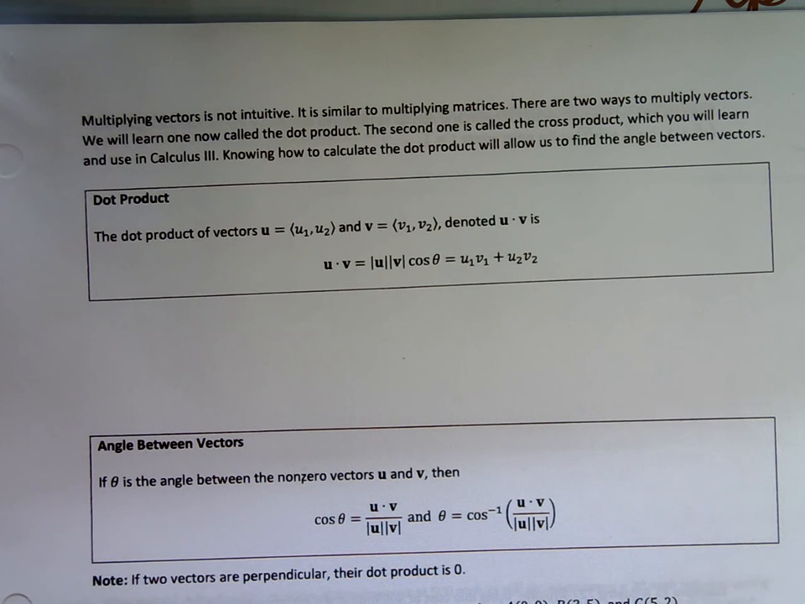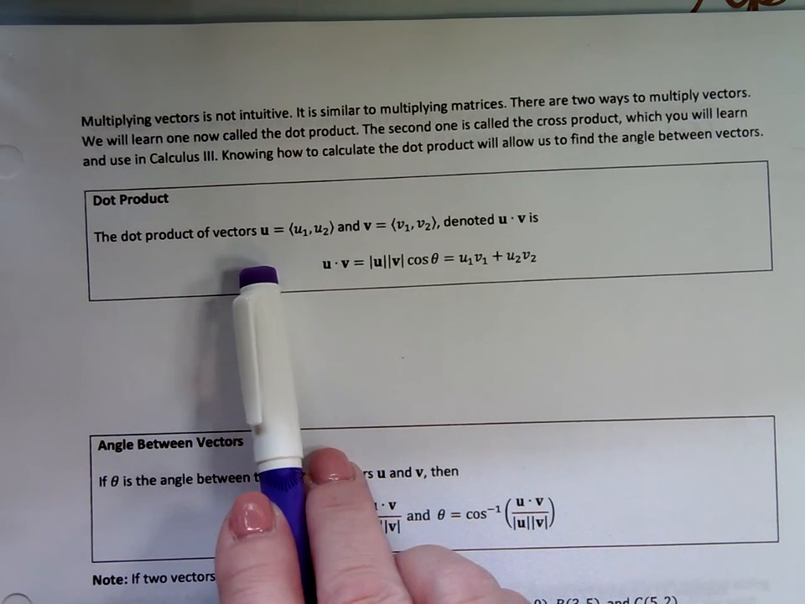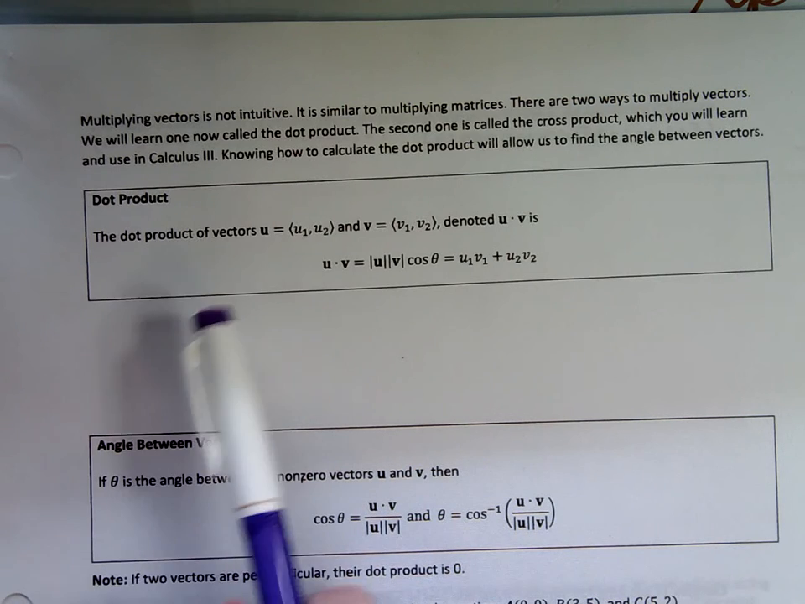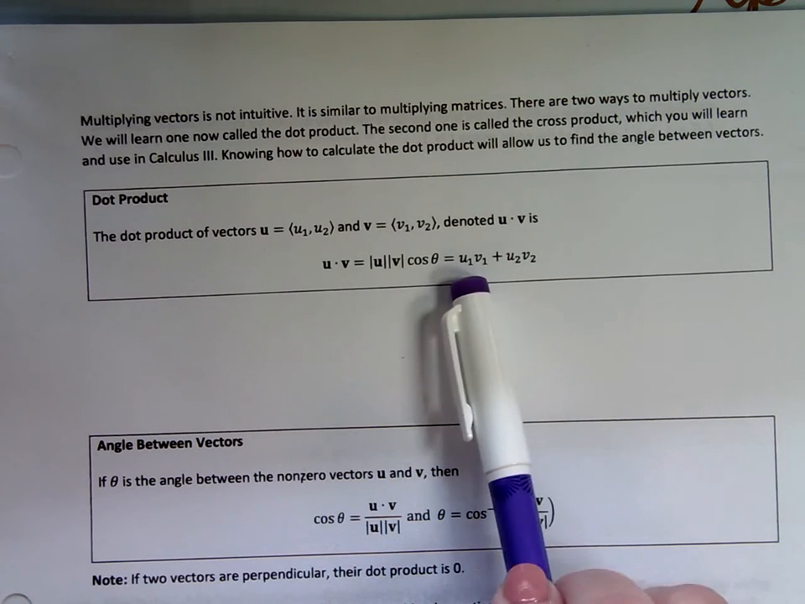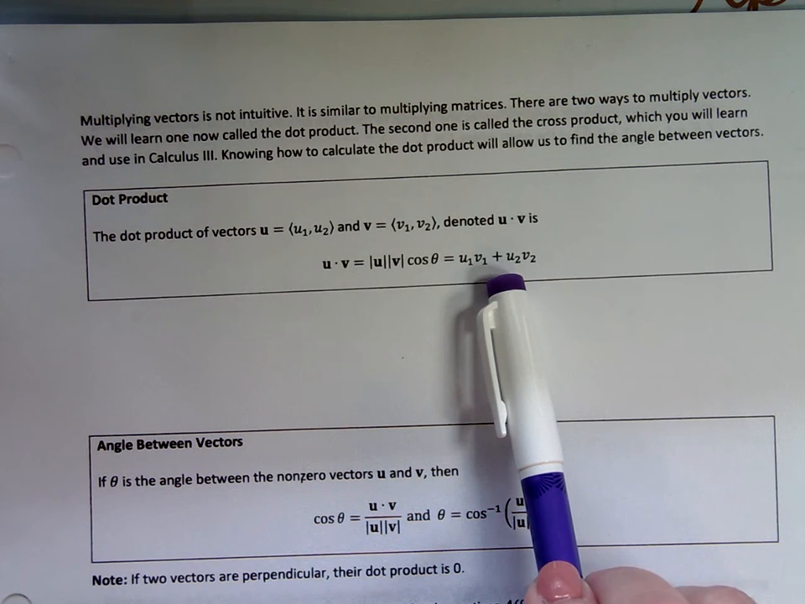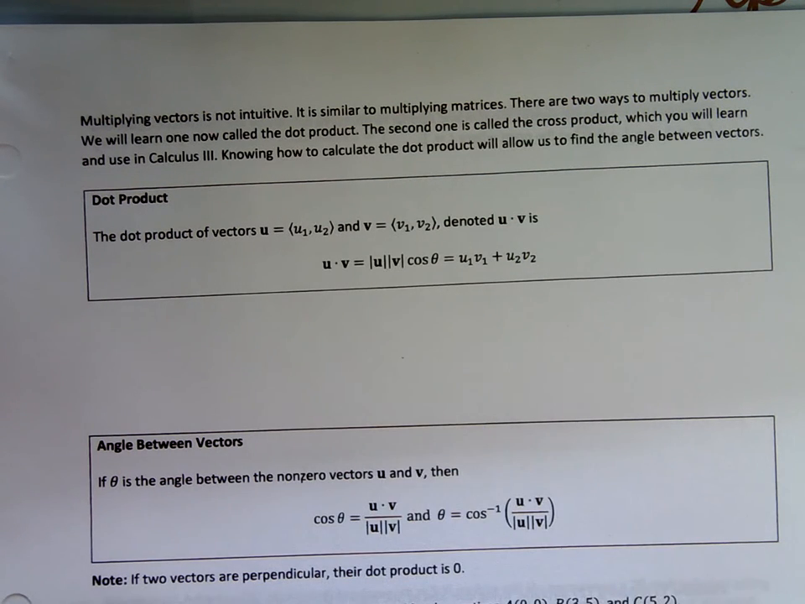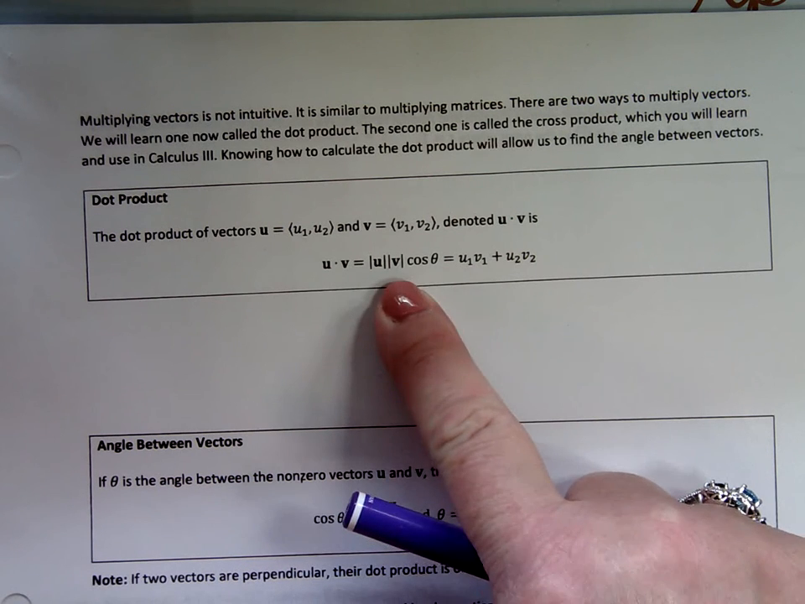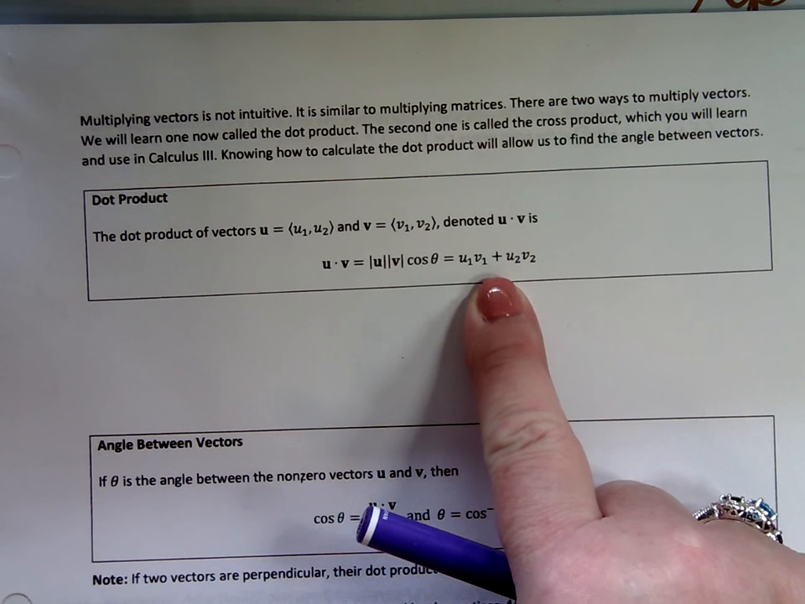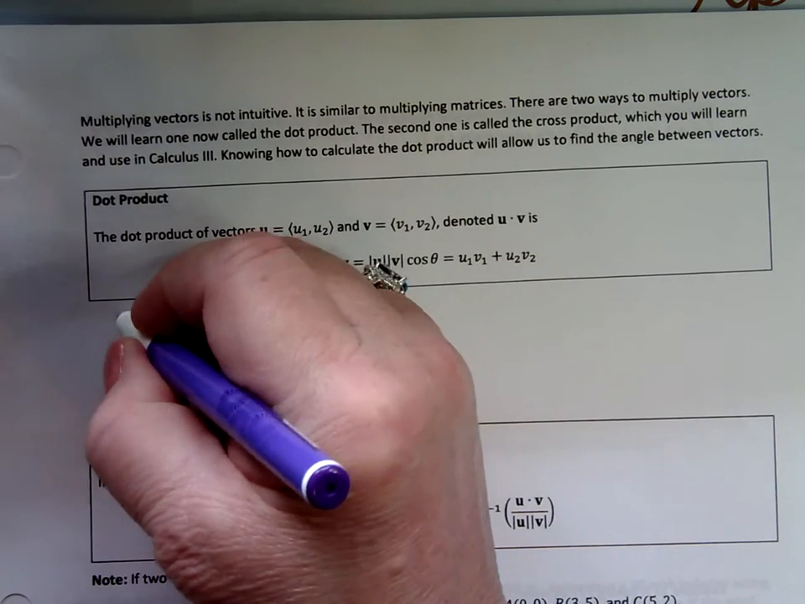The rule says the dot product of vectors u and v is: take the first term of u and multiply it with the first term of v, add it with the second term of u times the second term of v. So we're really looking at this right here. This would be an alternate form, but really if they're asking you to multiply them, this is the format we're going to use. They didn't really give you a good example of this, so I'm going to make one up for you.